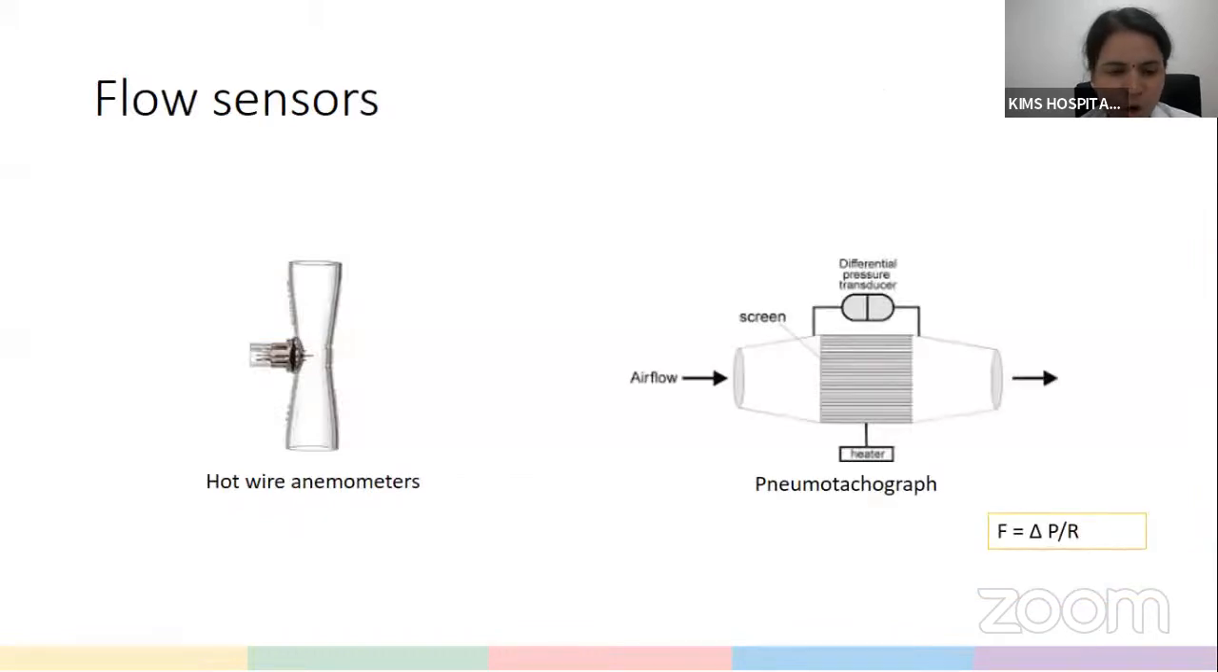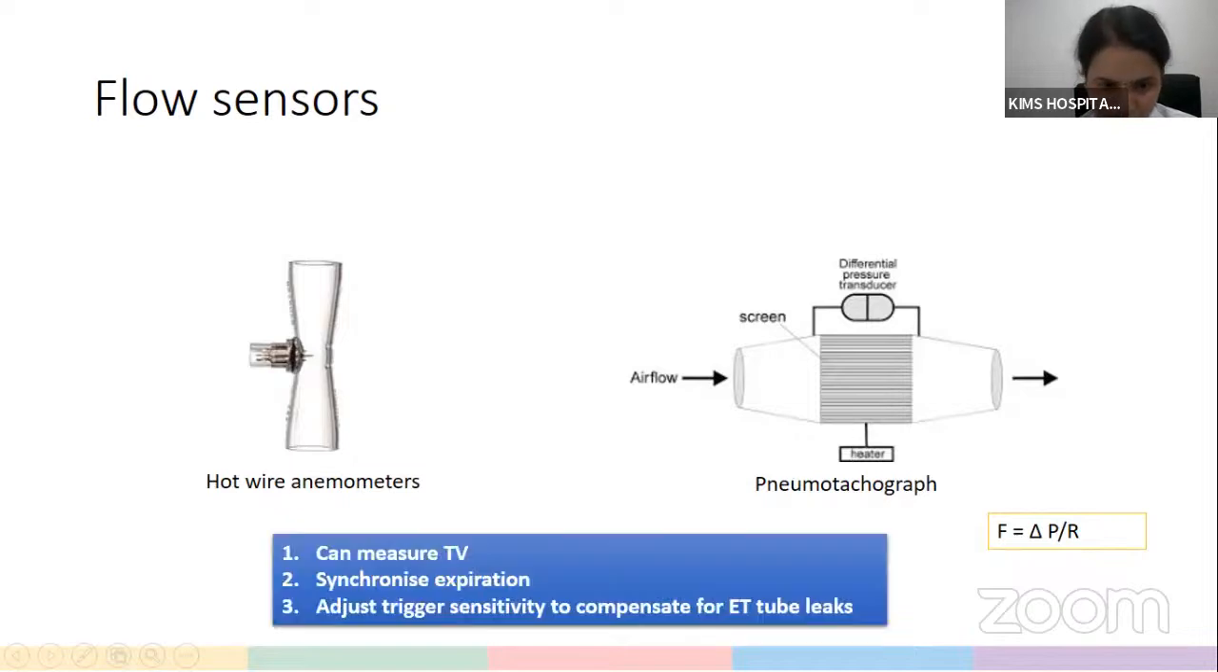So we discussed the hot wire anemometers as well as the pneumotachograph. As we discussed, the pneumotachograph relies on the principle that flow across the sensor is determined by delta pressure divided by the resistance offered by the sensor itself. The principal advantages of flow sensors are that, in addition to functioning as a trigger sensor, they help in measuring the tidal volume. They also measure flow, making flow cycled ventilation or pressure support ventilation possible.